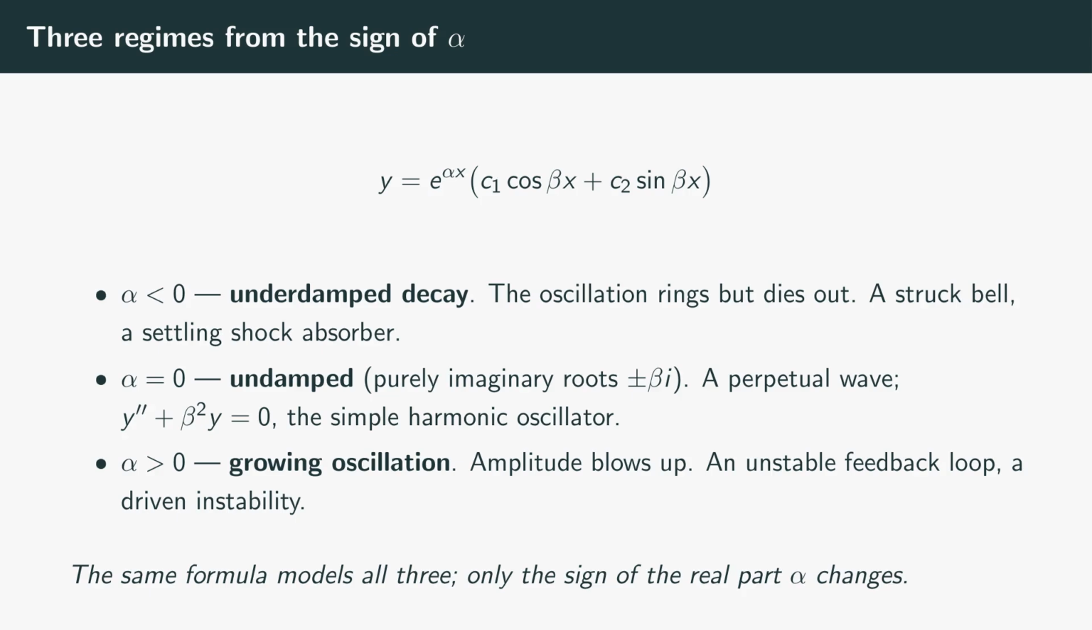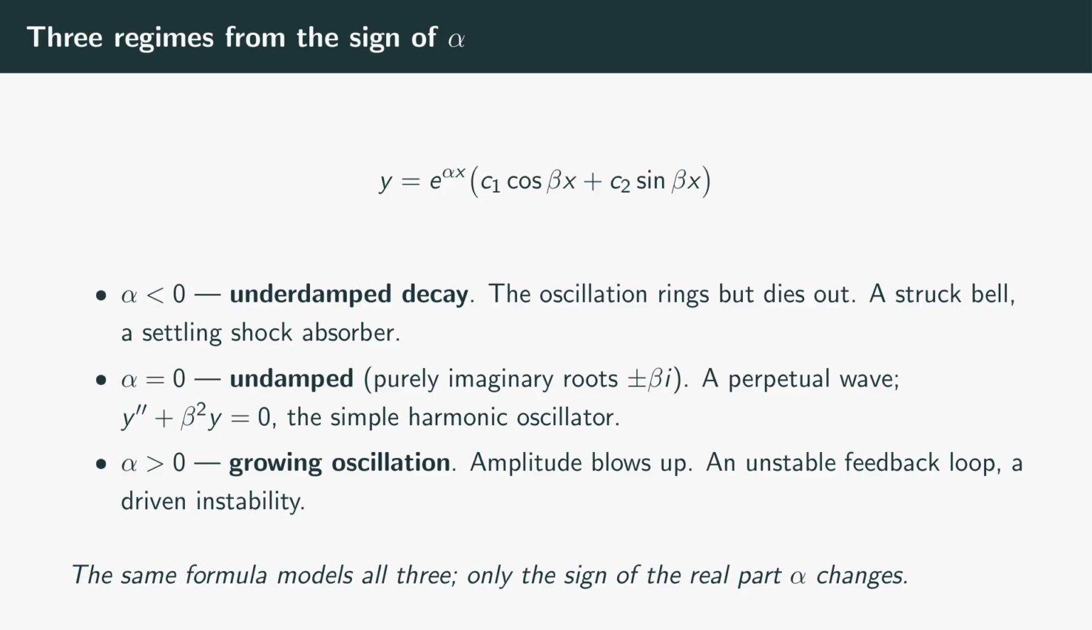It is worth pausing on the three behaviors hidden in this one formula, because they are the entire vocabulary of vibration. Everything turns on the sign of alpha, the real part of the root. When alpha is negative, you have underdamped decay. The system oscillates, but the swings shrink and the motion dies out. That is a struck bell fading to silence, or a car's shock absorber settling after a bump. When alpha is exactly 0, the roots are purely imaginary, plus and minus beta i, and the envelope is flat. You get a perpetual undamped wave.